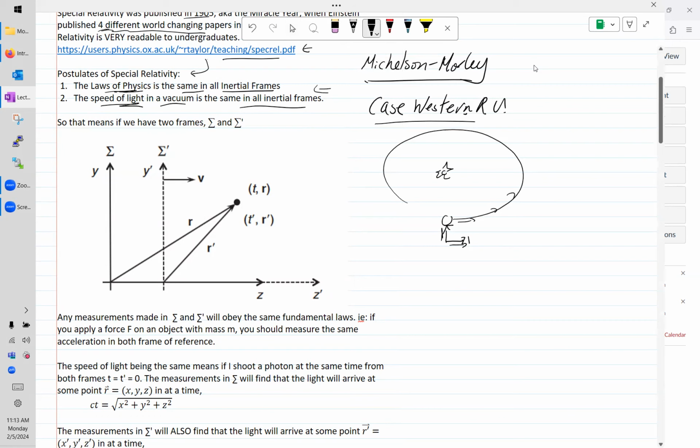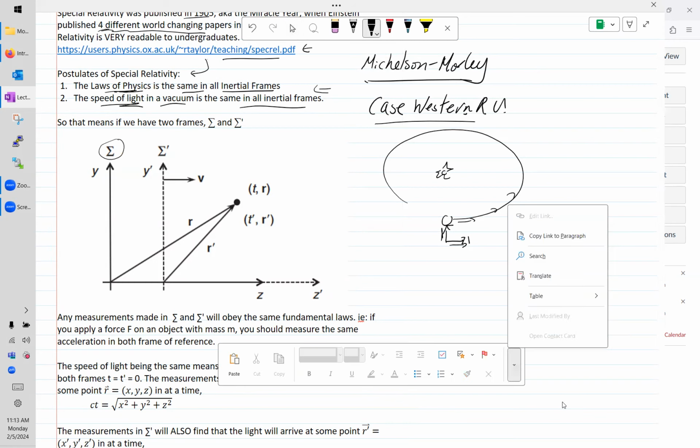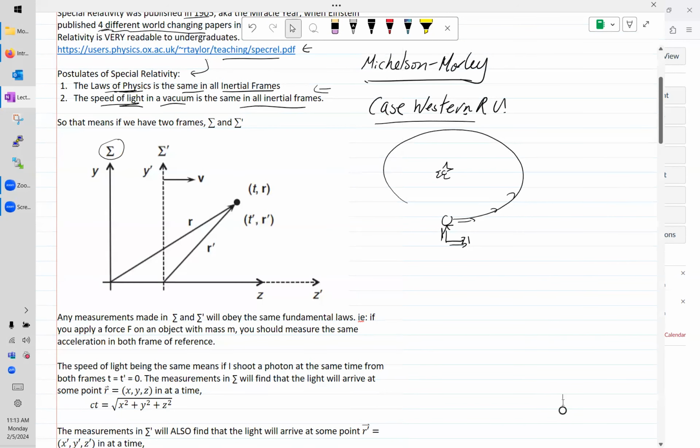So one of the consequences is that if you are in some inertial frame sigma, the book uses sigma to define each of the moving frames. And then you have a second frame, sigma prime, that is moving at some speed v relative to the original frame, sigma. You can define some axes. Let's say the horizontal we're going to call the z-axis, and the vertical axis, let's just call that y. Both of these are associated with the non-moving frame.